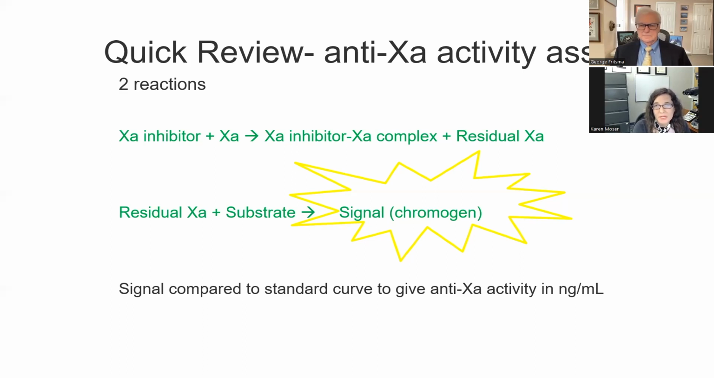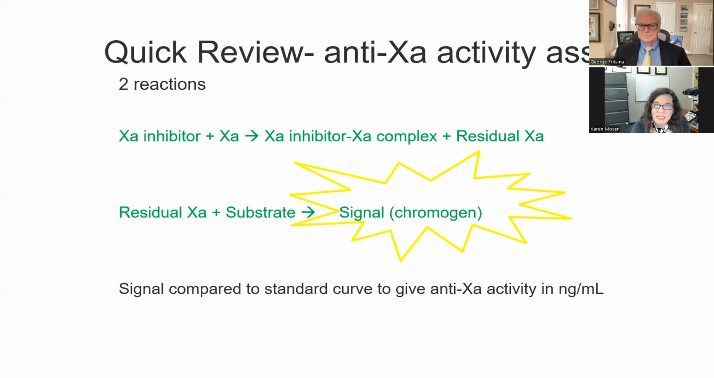per mil. So there's an inverse relationship here, which is a little bit tricky to think through. If there's lots of residual factor 10A, that means there isn't very much drug around. All that residual factor 10A will cleave the chromogenic substrate, and there will be lots of signal. So lots of signal means not a lot of drug. And the converse is also true. Only a little bit of signal means that there was quite a bit of direct 10A inhibitor present. Not a lot of residual factor 10A to cleave the substrate and generate signal. So an inverse relationship.